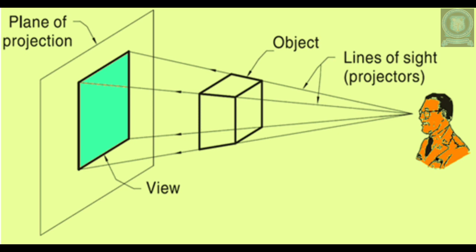The visual rays coming out of that, since it's the front view, it is a square, so there are 4 lines making up the 4 sides of the square. These lines, or imaginary lines, are called projectors. In the next slide we can see the principal orthographic views.